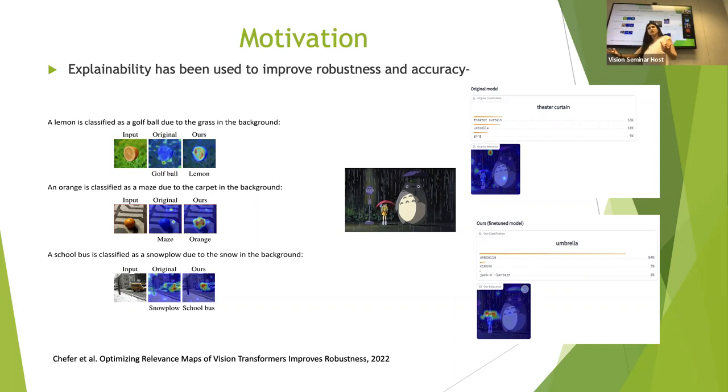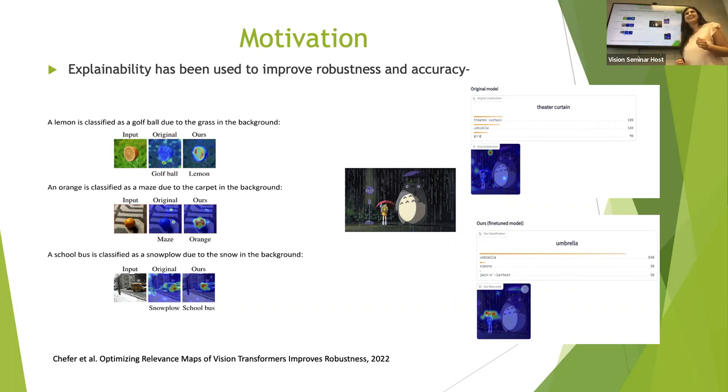So what we're usually doing is teaching the model to predict something, right? Predict golf ball, car, glasses, etc. But we're not really teaching it why this is the object in the image. So what we're showing here is that by fine-tuning directly on the relevance loss or the explainability maps, we can correct wrong predictions based on spurious correlations. But we'll get to it. I'll get to it in depth.